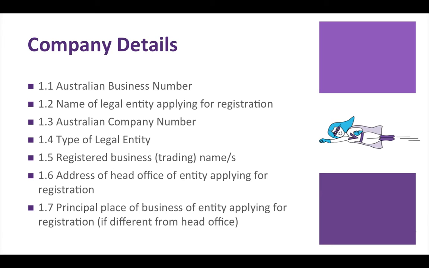The principal place of business of the entity applying for registration is if you have another place, separate from your head office, that you're also going to be doing your business from. So you might have your head office in Sydney, but you do your training in Parramatta, for example, and you might have a training headquarters there. Normally the head office is where the CEO is, in a separate office from where you're going to be delivering the training. If you have any questions around that, just ask your client liaison officer, who can help you with differentiating those.